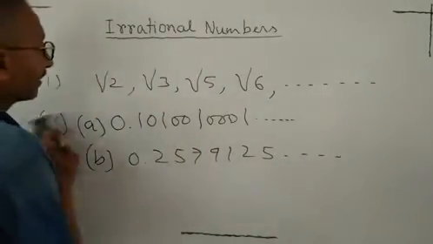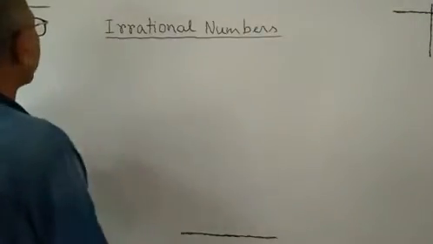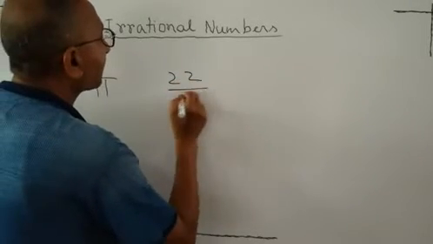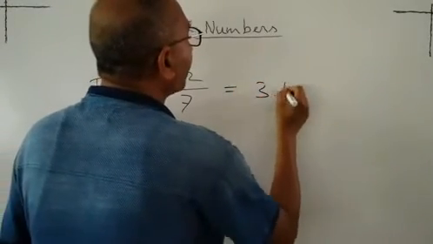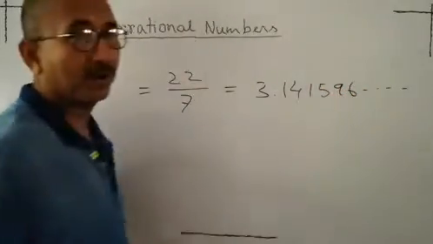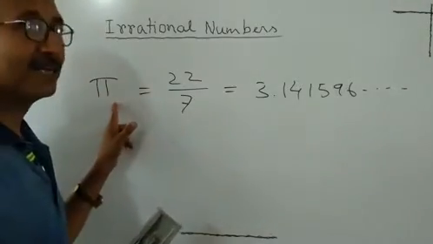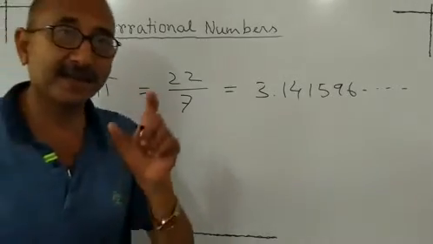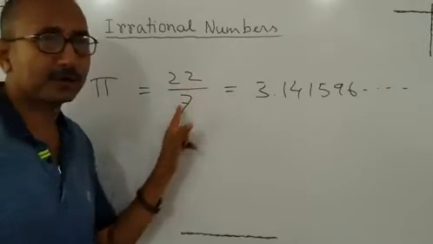Lastly, we discussed pi. What is the value of pi? You will say it is 22 by 7. So pi is equal to 22 by 7, and it is 3.1415962, in that way it will go. Now I will claim that this pi is an irrational number. Then definitely you will ask me, sir, why is pi an irrational number? Because pi is equal to 22 by 7.